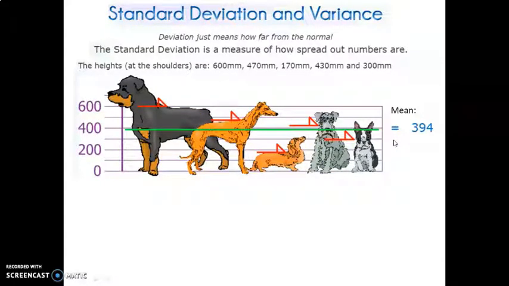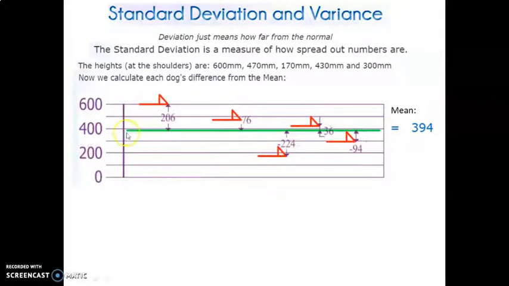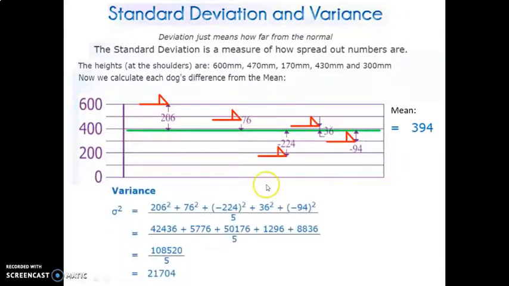Now, standard deviation tells us how far away we are from the mean. So here's our data values again, here's the mean, and we're checking how far each data value is from the mean. You can see this one is 206 from the mean, 76 from the mean, 36, negative 224, and negative 94. So that's the distance from the mean. To find the variance, which is how we begin to find standard deviation, we take all our distances from the mean and we square them.